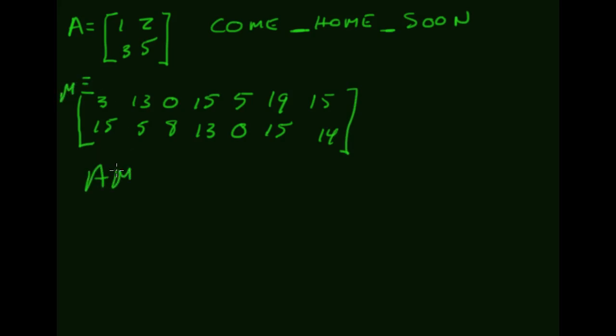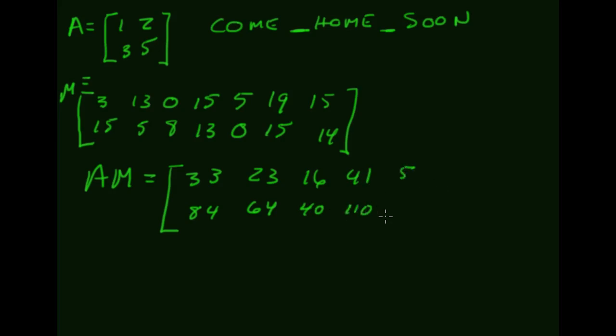So if I take A times M, I'm going to get the coded matrix, which is going to give me 33, 84, 23, 64, 16, 40, 41, 110, 5, 15, 49, 132, 43, 115. Okay, so again, when you're giving the message, you write it as a list.